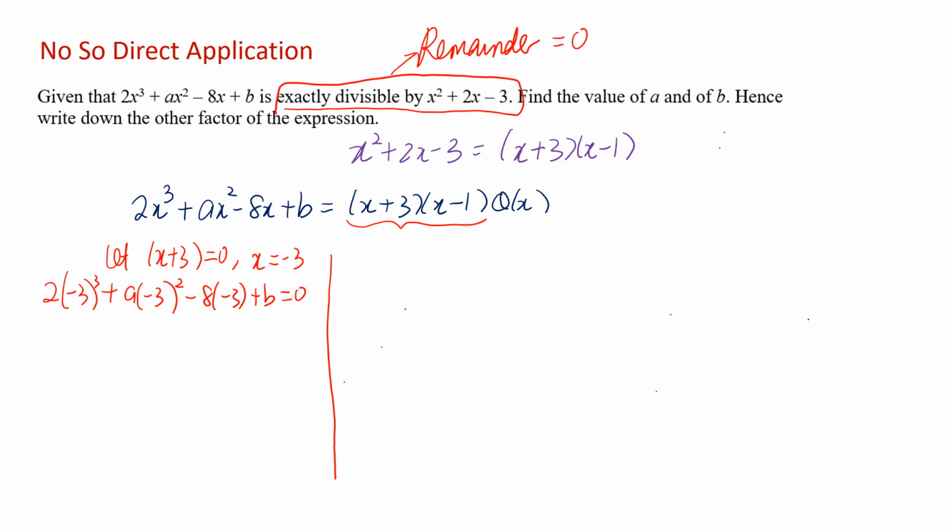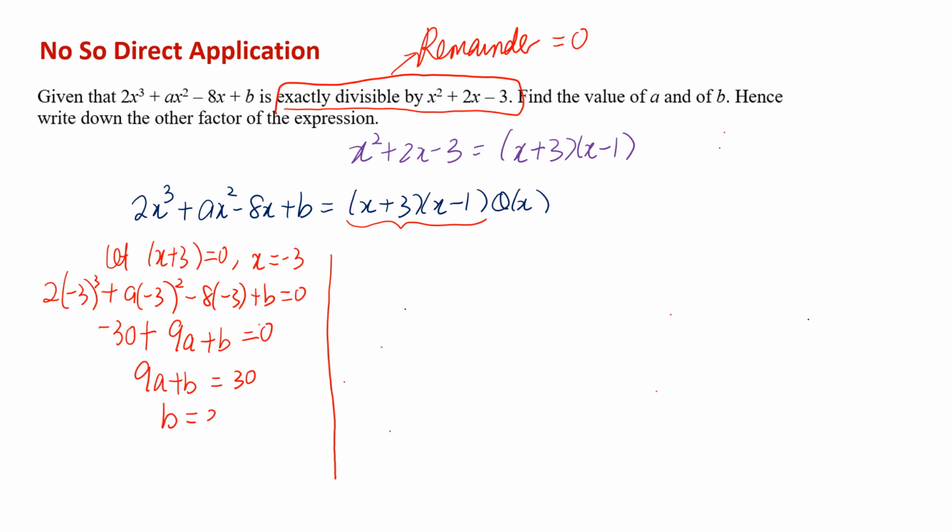All right, so 2 bracket negative 3 to the power of 3, then minus 8 bracket negative 3. Okay, also gives you negative 30. Wait, let me see my calculation. Did I do wrongly? 2 bracket negative 3 cube plus a. Okay, you still get negative 30. Right, so here negative 3 times negative 3 will be 9. So it gives you 9a plus b equals to 0. So 9a plus b is equals to 30.